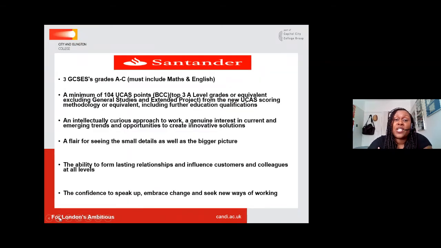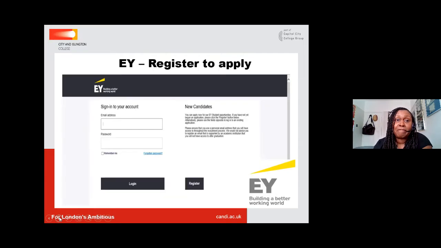I wanted to draw your attention to the standard entry requirements for a lot of these apprenticeships. They want you to have your maths and English GCSE. They're also using the same language as UCAS, so they're asking for a minimum of 104 UCAS points, which is the equivalent of a BCC. Alongside that, they want really strong, robust employability skills. They're looking for people that have a curiosity to work, genuine interest in emerging trends, and confidence. So these are all employability skills alongside your A-level qualifications.